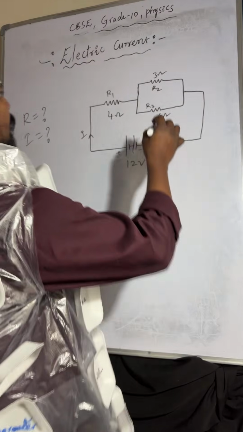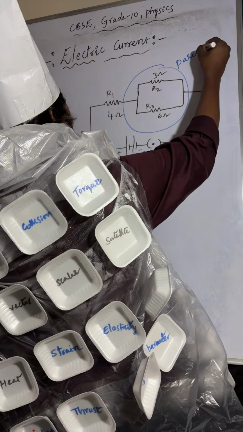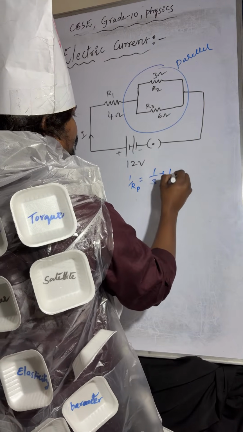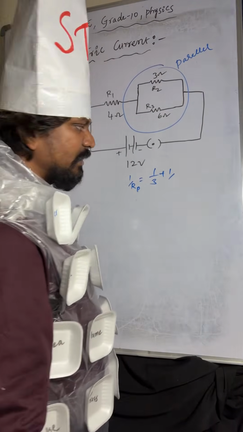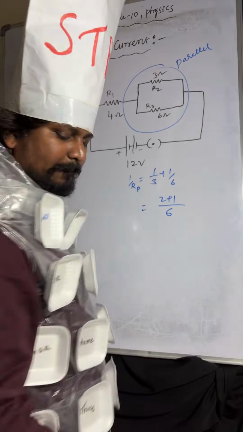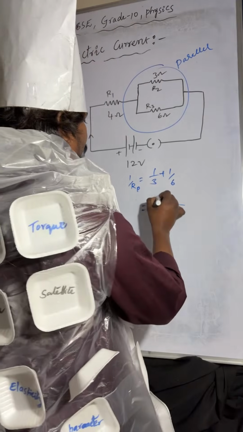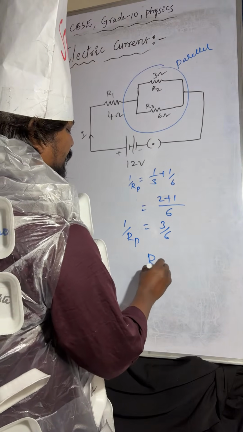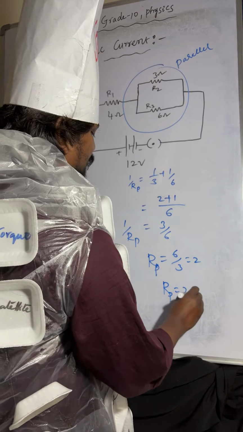Here you can check. These two are in parallel combination. So what you have to do? 1 by Rp equals 1 by 3 plus 1 by 6. So you have to take 6 as the common denominator. 2 plus 1, so 3 by 6. That is 1 by Rp. Rp equals 6 by 3, that is 2. So Rp equals 2 ohm.